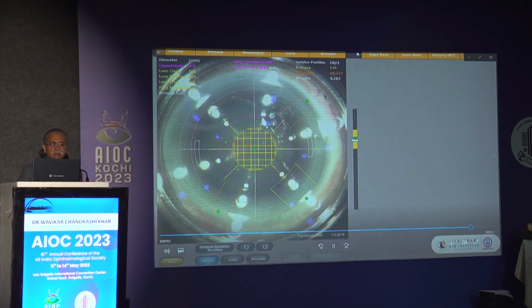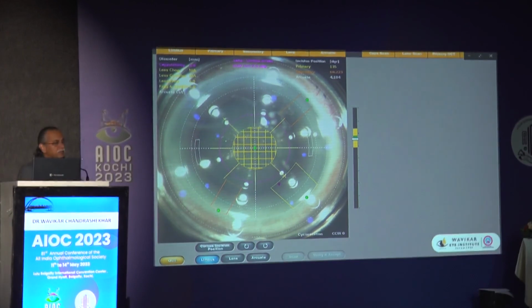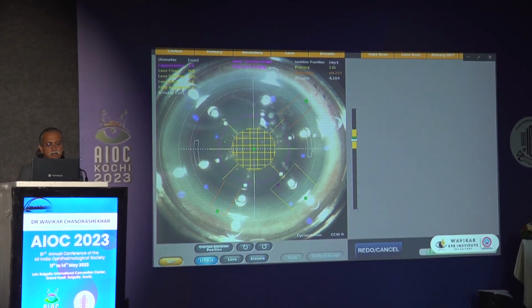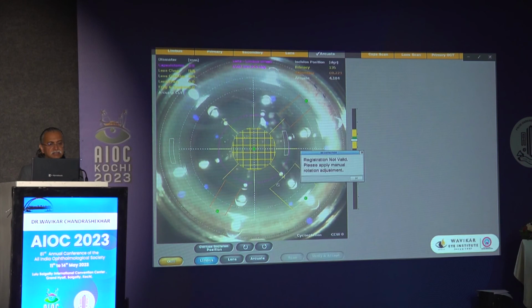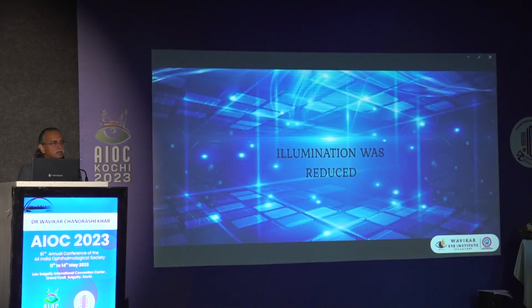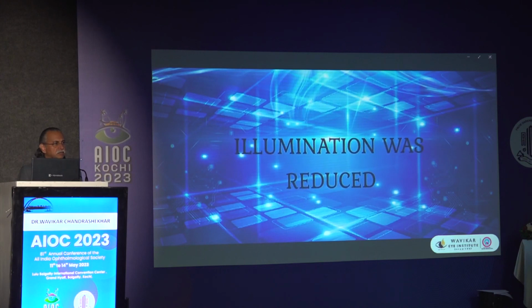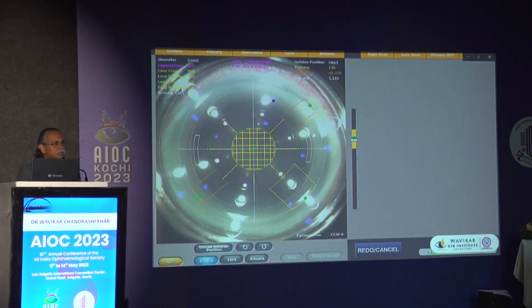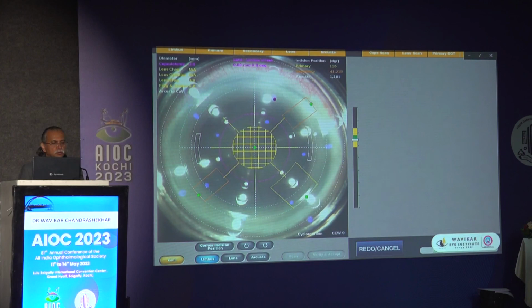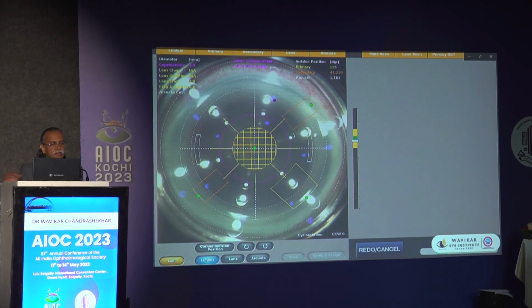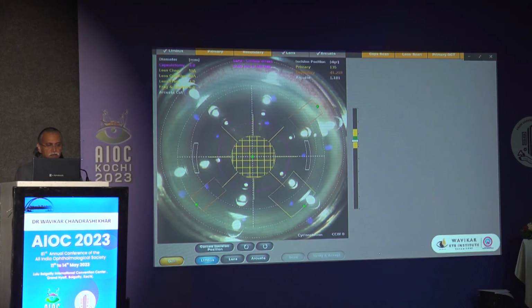Now, the last complication is not per se a complication of LenSx, but it does trouble us sometimes. That is the registration failure, where the Verion does not register. There are many reasons: arcus senilis, mature cataract, improper illumination, etc. Once we address these, we get more registration. Even then, the incidence of registration failure is around 5%. This is the only thing which is kind of bothering.